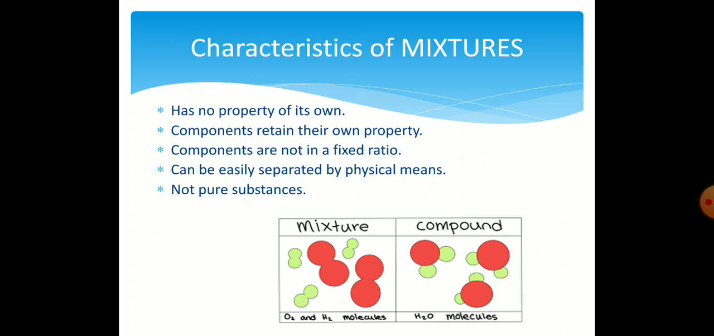Then the components are not in fixed ratio. We are not going to have a fixed ratio. We cannot say 2 carrots, 2 cucumbers, 2 cabbages. No, we can put them in any ratio. Then they can be easily separated by physical means. We can remove them by hand picking itself. That is, we can separate carrot separately, onion separately, cucumber separately. So this physical separation is easier, and they are not pure substances because they have all these constituents together.